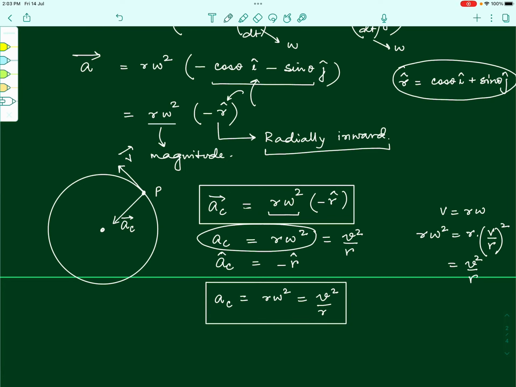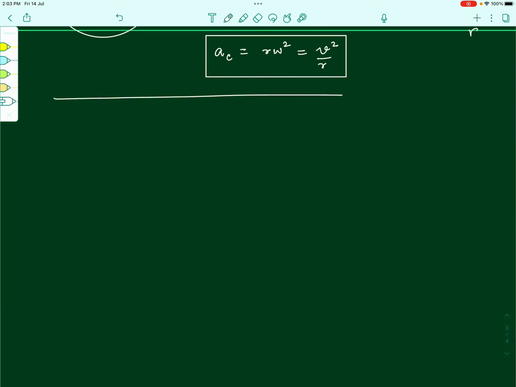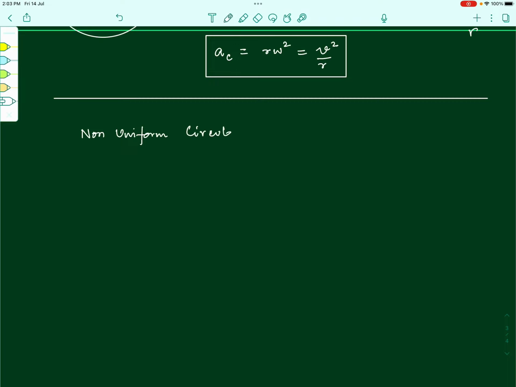So next we come to non-uniform circular motion, the one in which the particle does not move with a constant speed. Non-uniform circular motion, where now we understand that v is not a constant, right? v is no more a constant, that means omega is no more a constant, right?